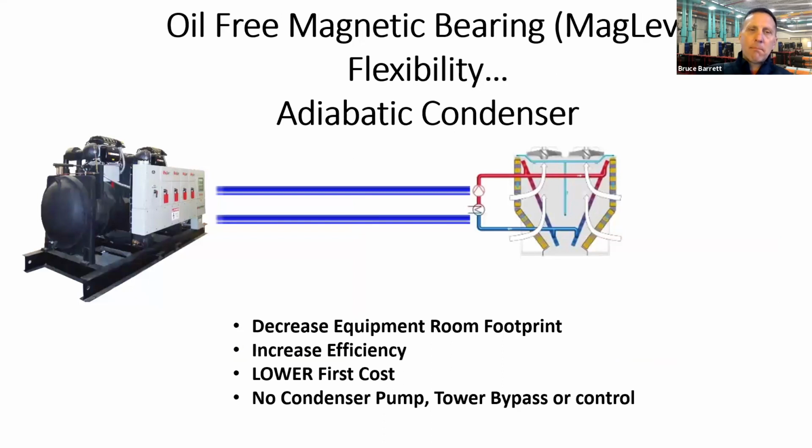Another option, mag bearing splits with an adiabatic condenser. Now, split chillers in general, we're actually making this system a lot more simple to control. We're decreasing the mechanical room footprint because we do not have a condenser water pump. We do not have a tower three-way bypass. We don't have controls to monitor the tower. We've got an open loop system, a once through water system that doesn't need water treatment with an adiabatic condenser.